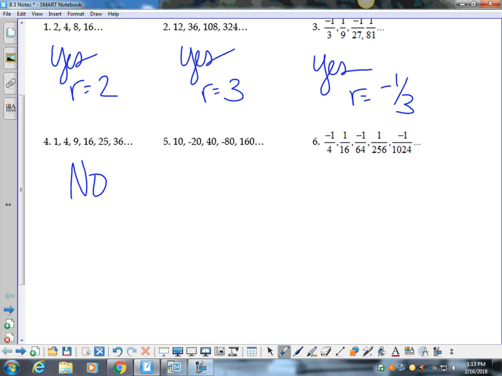Number 5, multiplying by 2, and the signs are changing. And number 6, I know that's multiplying by 4, and I can check my calculator to make sure that's multiplied by 4, and it is. And my signs are changing, so negative 1/4. And again, you can see that those numbers are getting smaller, but I still think about it as multiplication. It just happens to be a fraction.